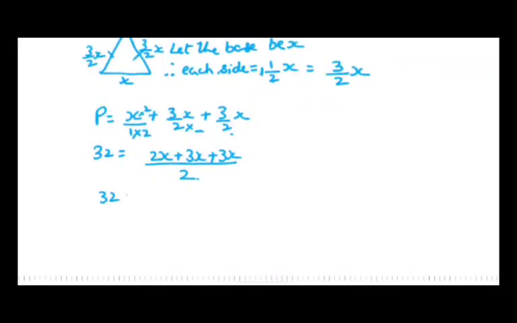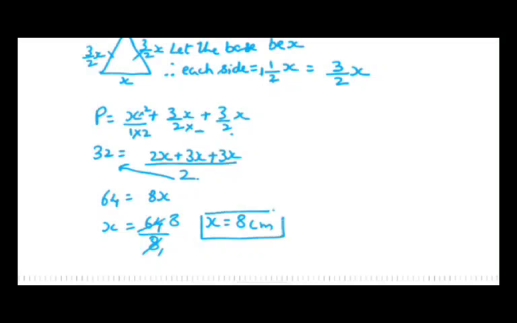So 32 is equal to, I'm going to multiply this here, right now. So I'll make it 64. 32 into 2 is 64. 2x plus 3x, 5x, 5x plus 3x, 8x. Okay, x is equal to 64 upon 8. 8 1s are 8, 8 8s are 64. My base value is 8 centimeters.